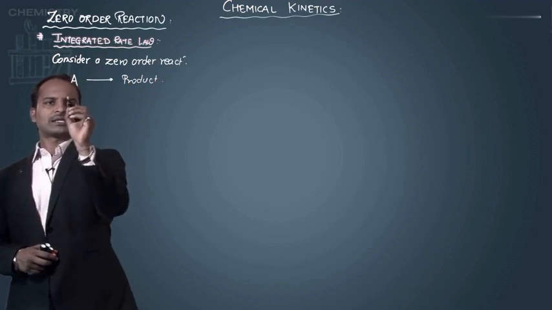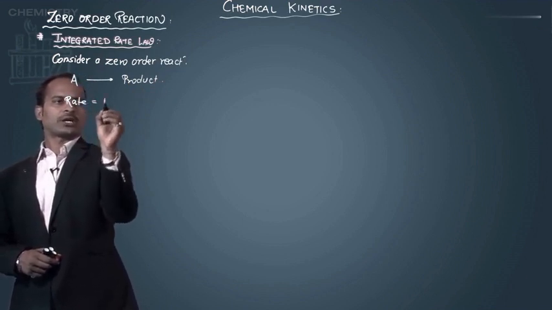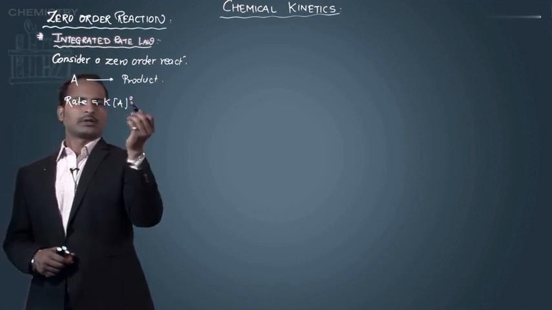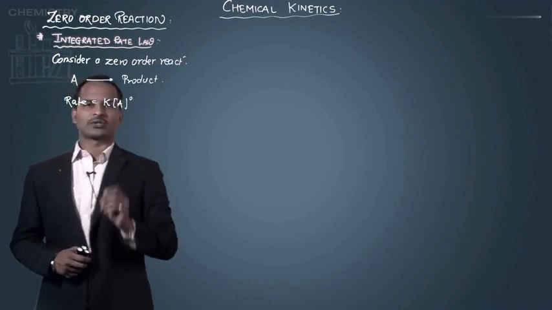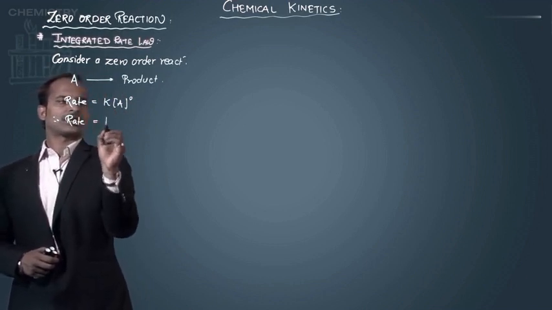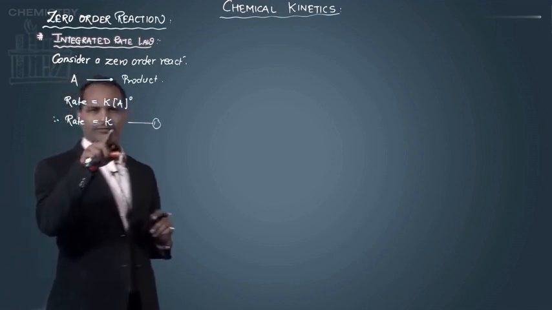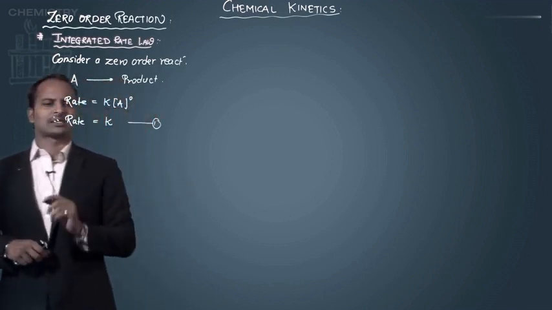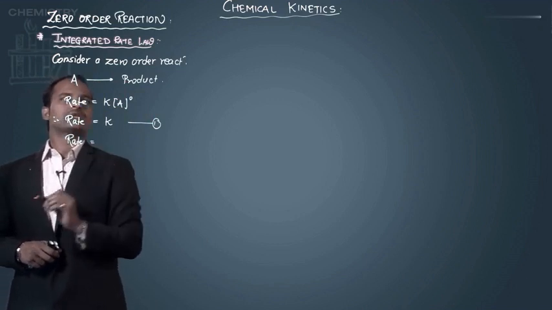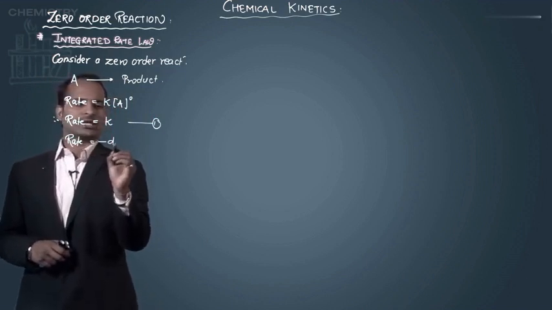So as I said, it is a zero order reaction, so its rate law is going to be rate is equal to K into molar concentration of A raised to 0. Since it is a zero order reaction, the power is going to be 0. Therefore, in the next step, we can say that rate is equal to K. That is, the rate is independent of the concentration of reactant. At the same time, we can write its instantaneous rate also, only in terms of reactant, that is, it is going to be minus dA by dt.